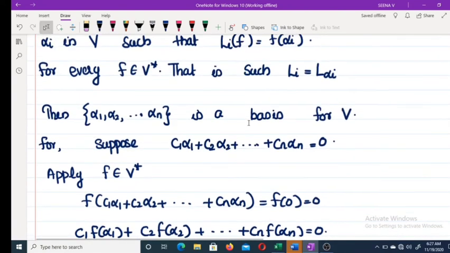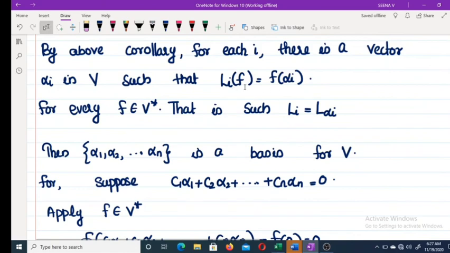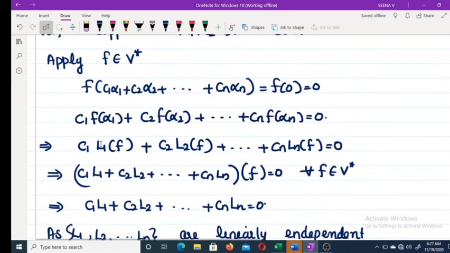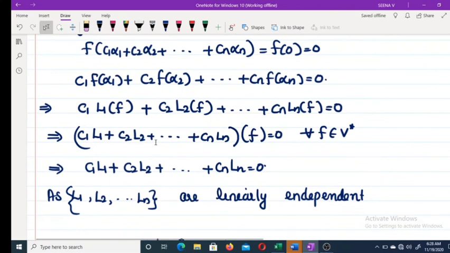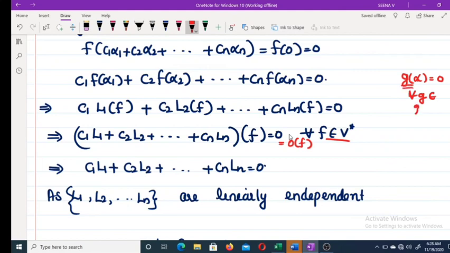What is f of αi? Here f of αi is Li of f. Therefore, using this result, this is c1 L1(f) plus c2 L2(f) plus ... plus cn Ln(f) equal to 0. And this is actually (c1 L1 plus c2 L2 plus ... plus cn Ln) of f equal to 0, which is the same as 0 of f for every f belonging to V star. So g of α equal to 0 for every g belonging to V star. That means this g must be equal to 0.